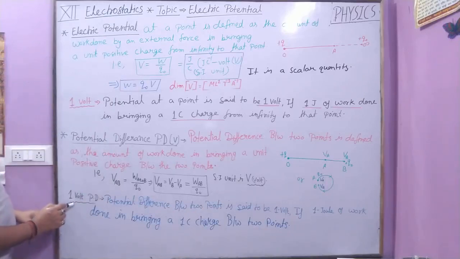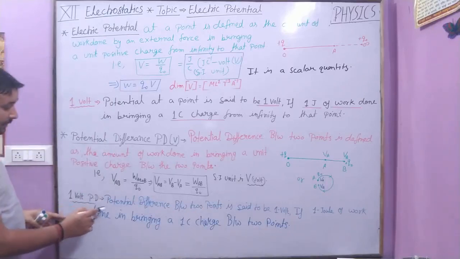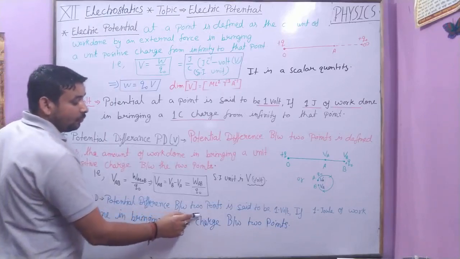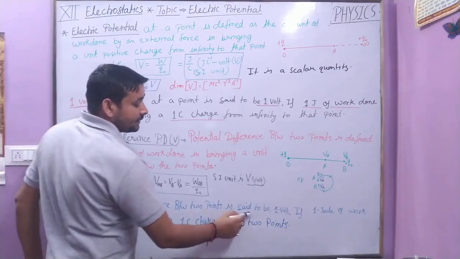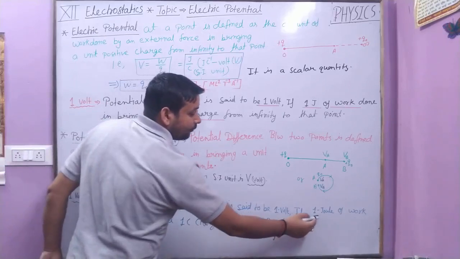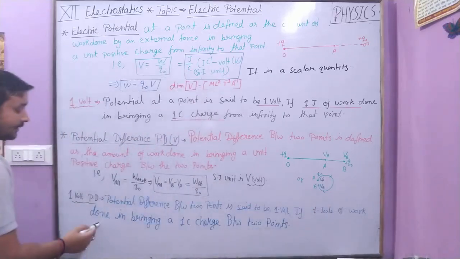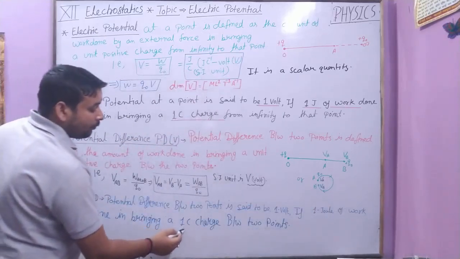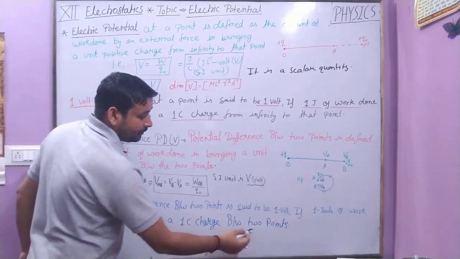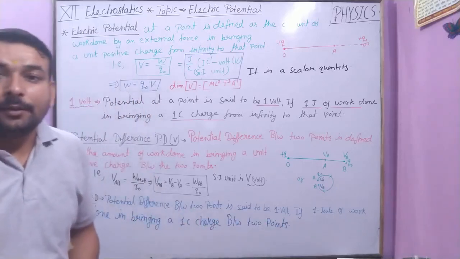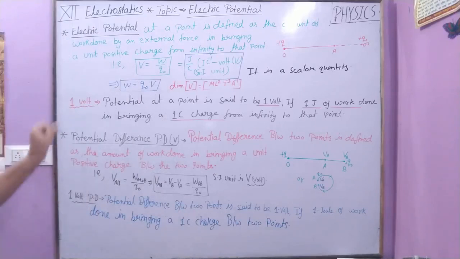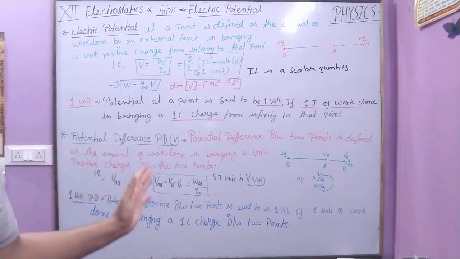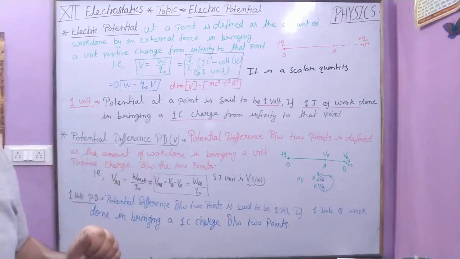Therefore the definition of 1 volt potential difference: the potential difference between 2 points is said to be 1 volt if 1 joule of work is done in bringing a 1 coulomb charge between the 2 points. Okay, now we derive the expression for the electric potential for a point charge. Just note it.